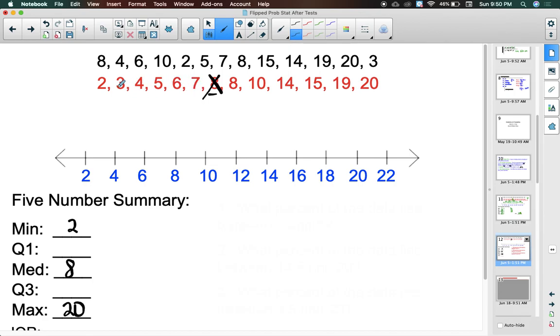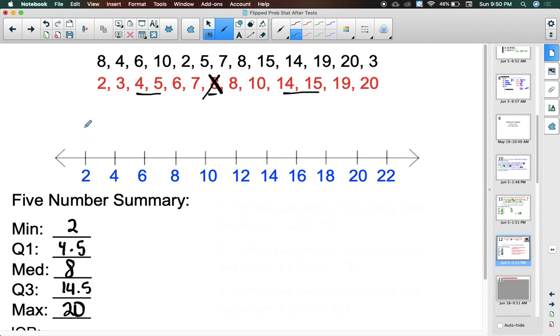Now I can find my median of the lower half. I have two middle numbers, 4 and 5. If I add them together and divide by 2, I get 4 and 5/10. Here I have two middle numbers, 14 and 15. If I add them together and divide by 2, I get 14 and 5/10. And I can plot them.